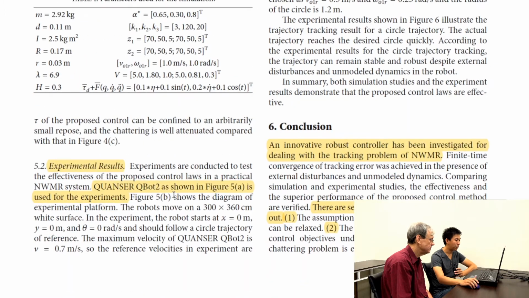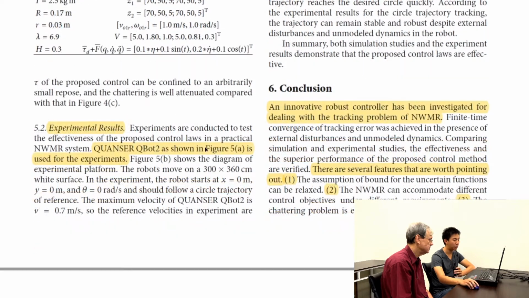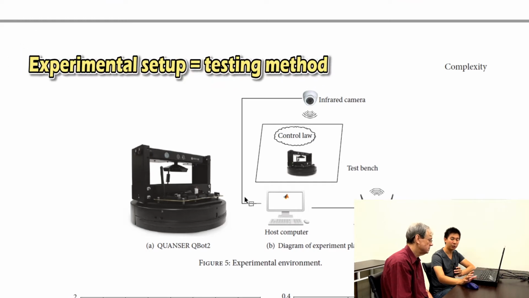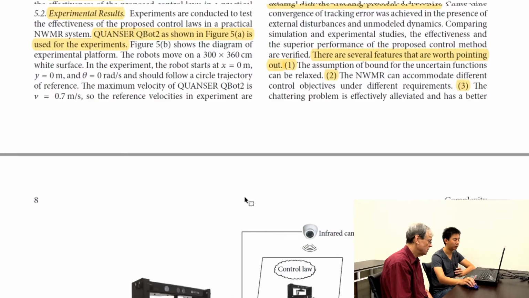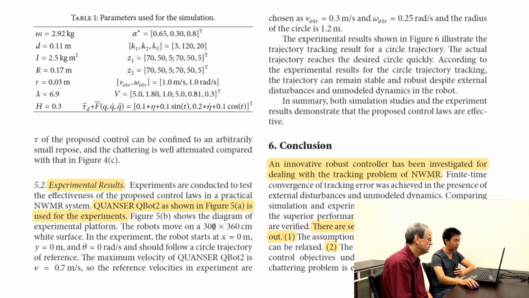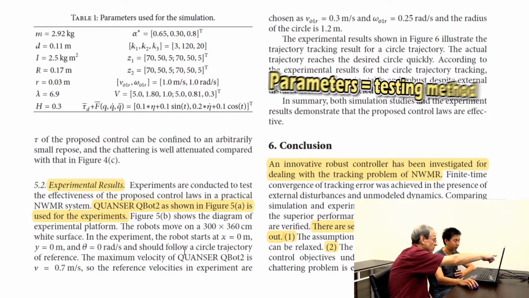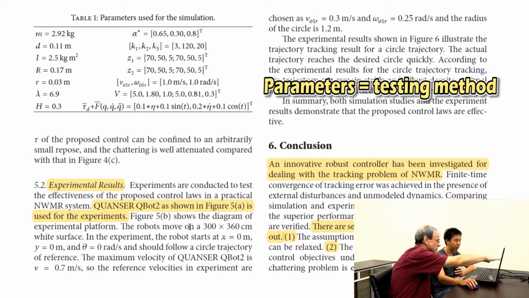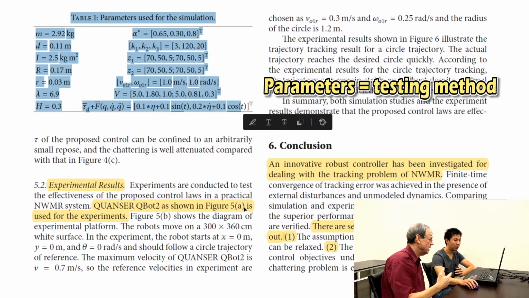Okay, now we'll move to the experiment result. First, they show you Figure 5A, a picture of the experimental setup to show how to carry out the experiment. The text below also describes how they carry out the experiment, the conditions and circumstances, like the parameters. That's the input to the experiment. So this table is not results, but the parameters, the inputs.